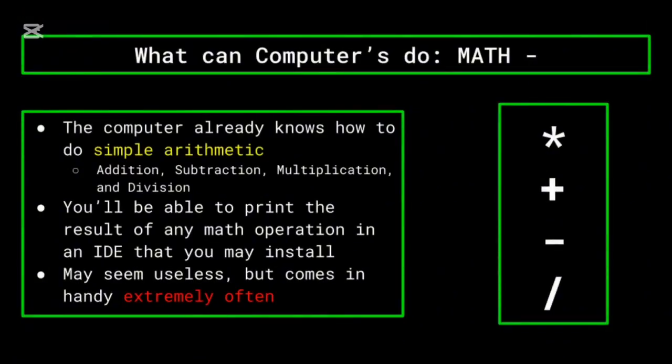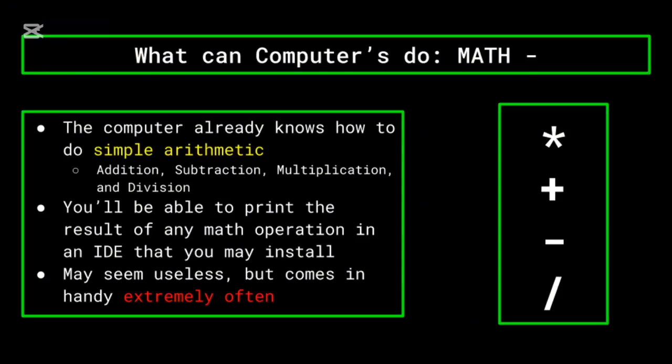Starting off with basic mathematics, the computer already knows how to do simple arithmetic. This includes addition, subtraction, multiplication, and division, all of which are represented by the symbols shown on the screen now. In any IDE that you may install, you'll be able to print out the answer to simple math problems using the print statement, which may seem counterintuitive because why would you use the computer to do math when you have a perfectly good calculator on your phone?